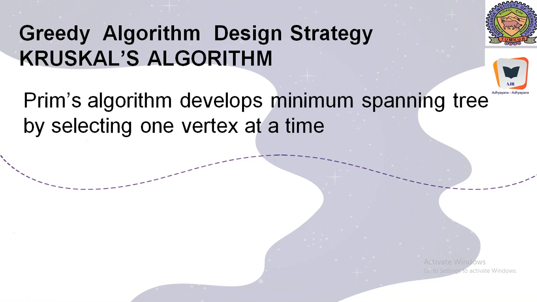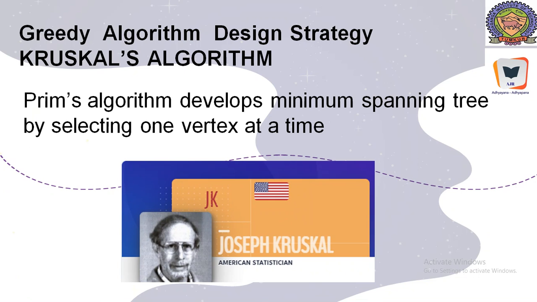Prim's algorithm develops the minimum spanning tree, as you have seen in the previous tutorial, by selecting one vertex at a time. Therefore, Prim's algorithm is greedy. Once it selects, there is nothing like going back because it is greedy. There is no backtracking. In a similar fashion, this algorithm, and he is the man, Joseph Kruskal, American statistician, is responsible for developing this wonderful algorithm which will find the minimum spanning tree. The important point here is he was a second year graduate student then.